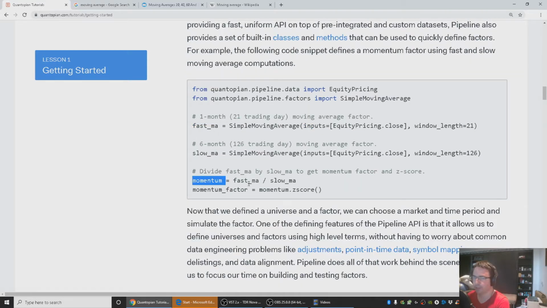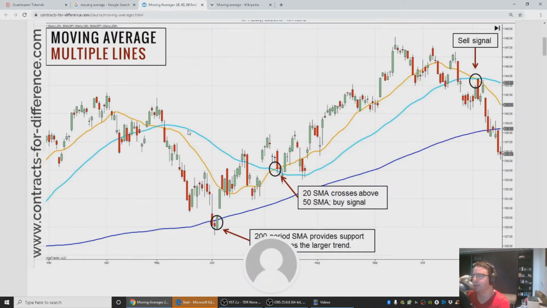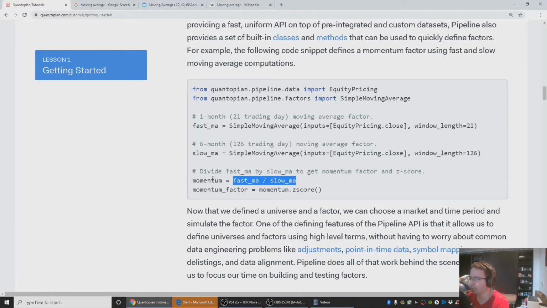Now, what about this momentum thing? They're taking the ratio of the fast one divided by the slow one. So it'd be something like the yellow line divided by the blue line. And I suppose what that does is if it's 1, it's above, and if it's less than 1, it's below. So it kind of normalizes the price. And you're always going to have a value between 0 and, I don't know, something like 2 or 3. Depends on the data. But they're calling that momentum.